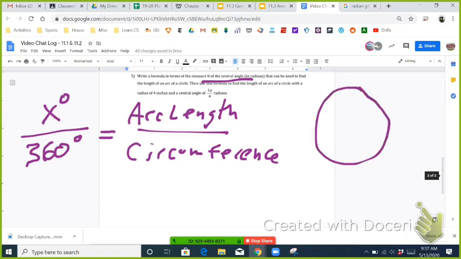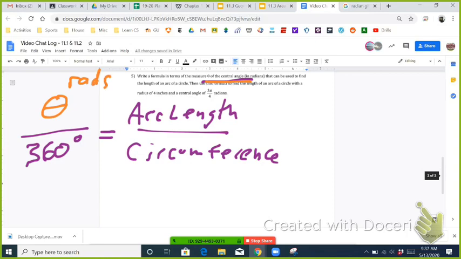that central angle. So if this was my central angle in degrees, then this is my arc length right here. Alright, and then circumference and 360 both represent the entire circle. So we're going to do the same thing, except instead of doing x in degrees, we'll call it theta for the central angle in radians. And since that's in radians, we shouldn't put it over 360 degrees, we should put it over a full circle in radians, which would be 2 pi.